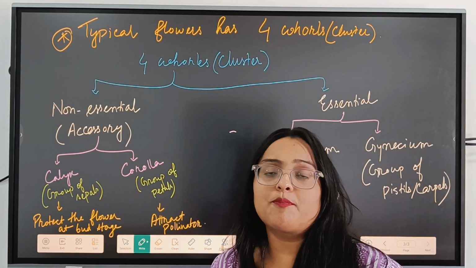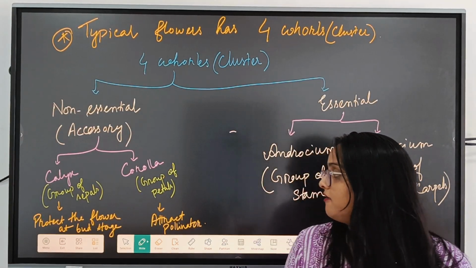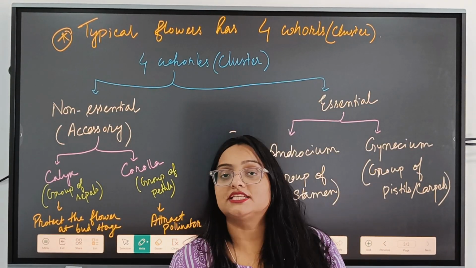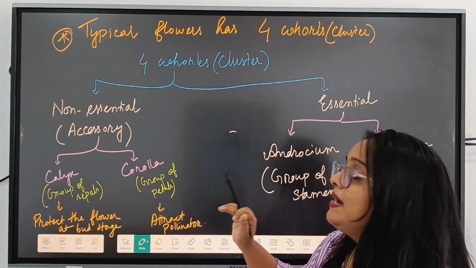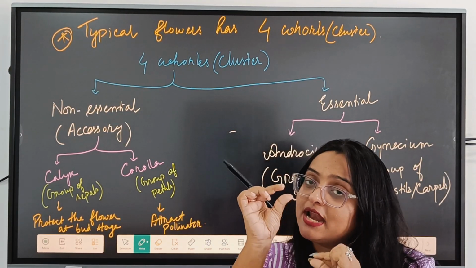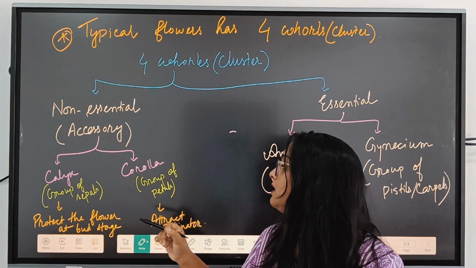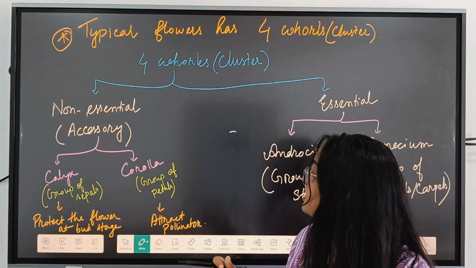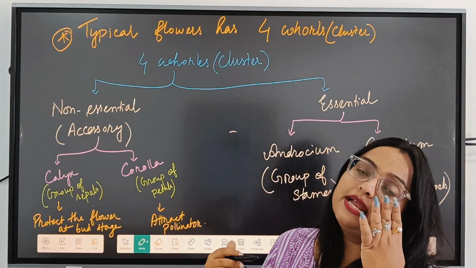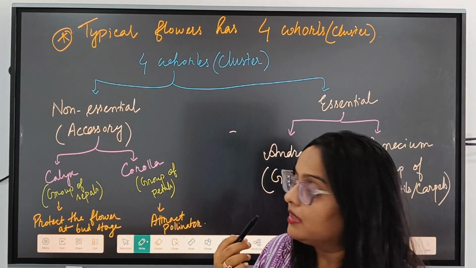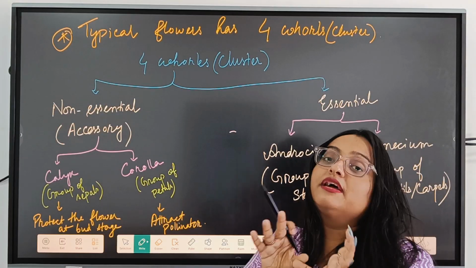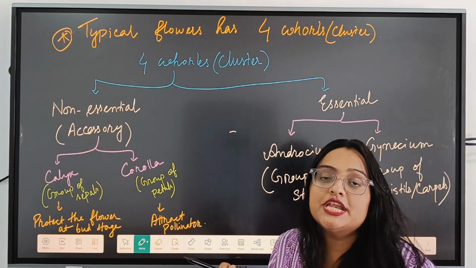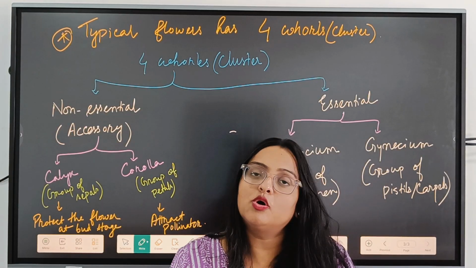So, what is the function of calyx? The function of calyx is to protect the flower at the bud stage. So, calyx is a group of sepals, the green color part, okay, near pedicle, and the function of this calyx is to protect the flower at the bud stage. And corolla, what is corolla? It is nothing but a group of petals. Petals means the red color part in the diagram, okay. So they attract the pollinator, which will help in pollination, okay.